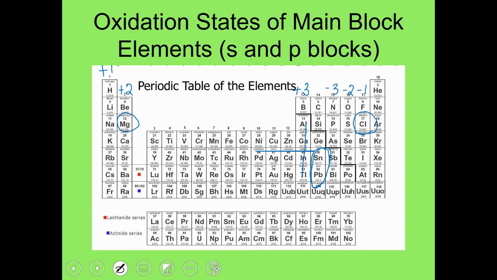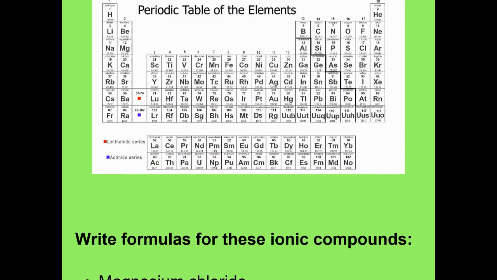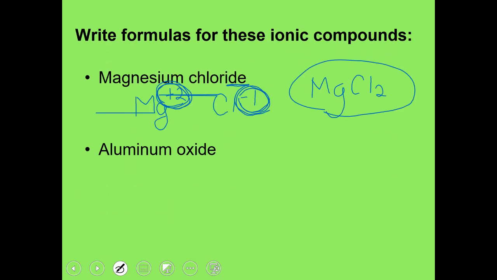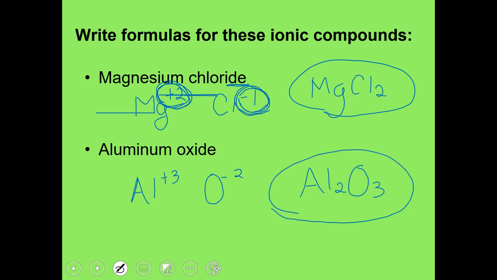Looking at the other one, we had aluminum and oxygen. Aluminum is +3 and the oxide is -2. So if aluminum makes a +3 ion and the oxide makes a -2 ion, the least common multiple of 3 and 2 is 6. So I need 2 aluminum ions to have a total of +6. I need 3 oxide ions to have a total of -6. And this is the formula for aluminum oxide. Whenever it's a 1, we don't write that. We just put no subscript and assume that it is a 1.